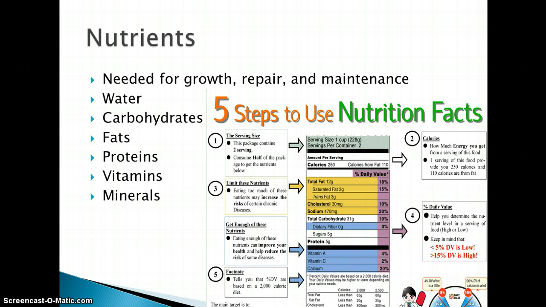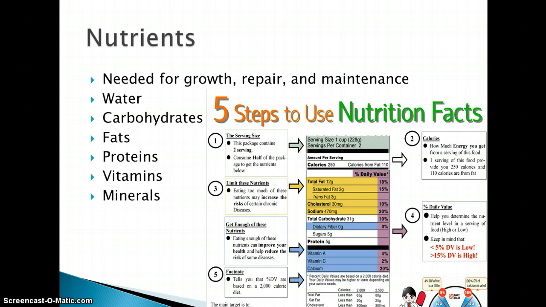There are 6 main categories of nutrients needed for growth of our bodies, repairing things that are damaged, and maintaining important bodily functions like removing waste, building bones, defending against invaders, and keeping hormones in balance. All of these nutrients except water are found on food labels.